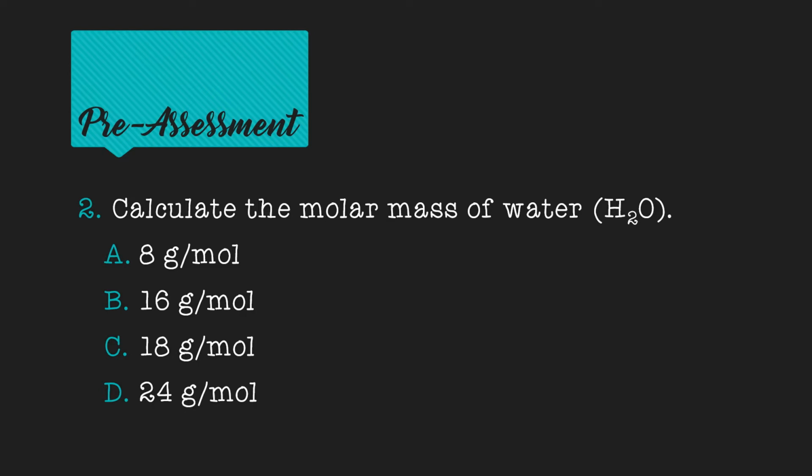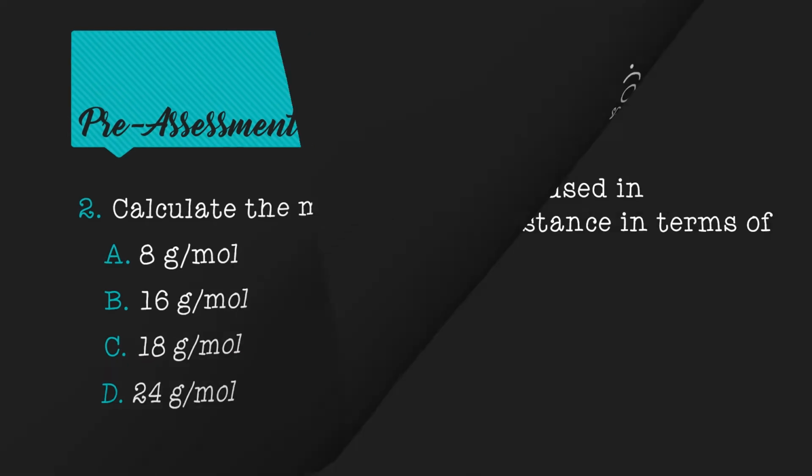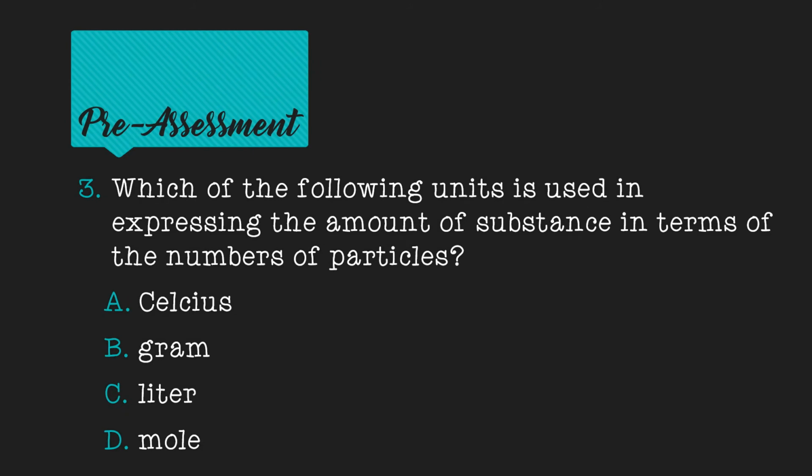Number 2. Calculate the molar mass of water. Letter A, 8 grams per mole. Letter B, 16 grams per mole. Letter C, 18 grams per mole. And letter D, 24 grams per mole. Number 3. Which of the following units is used in expressing the amount of substance in terms of the number of particles? Letter A, Celsius. Letter B, gram. Letter C, liter. Letter D, mole.